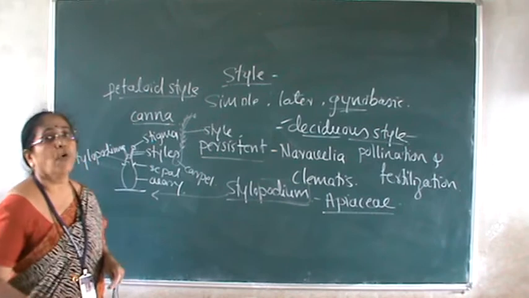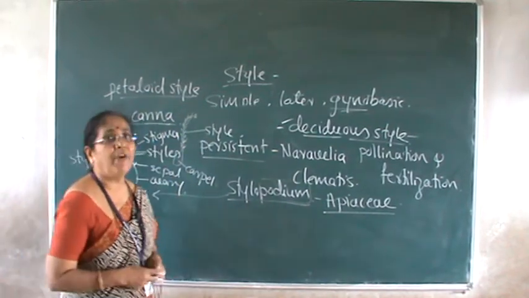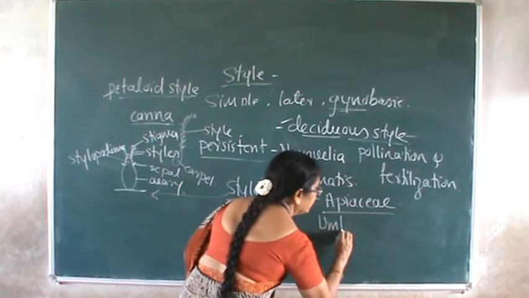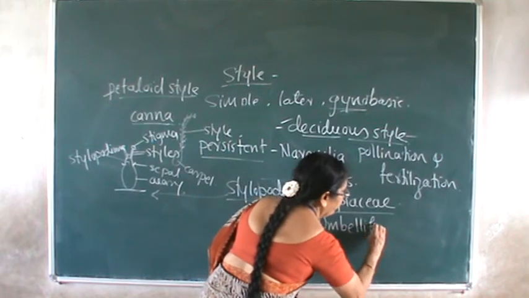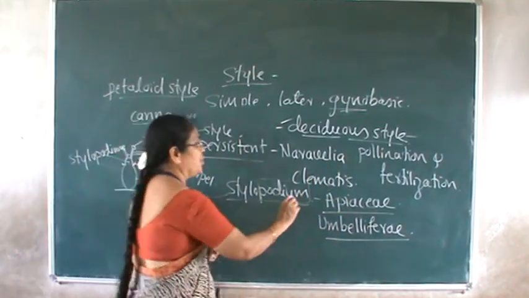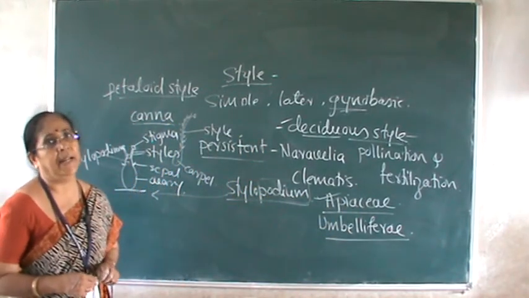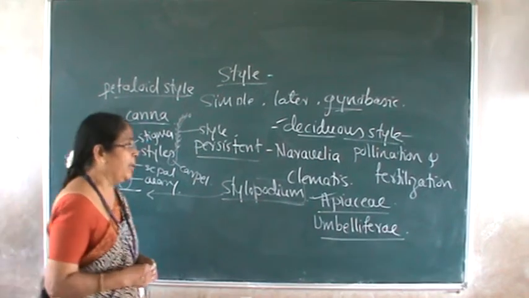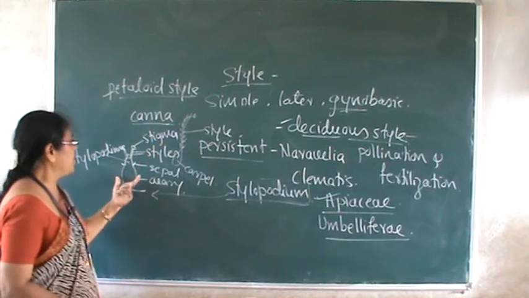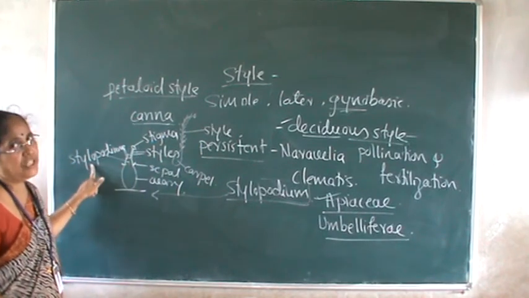Apiaceae is the coriander family: coriander, cumin. They belong to the Apiaceae family. Earlier, the old name for the family was Umbelliferae, but the name is now changed to Apiaceae. Remember, it is the coriander and jeera family. The Apiaceae family is characterized by this special type of style arising from a platform, and it is called a stylopodium.